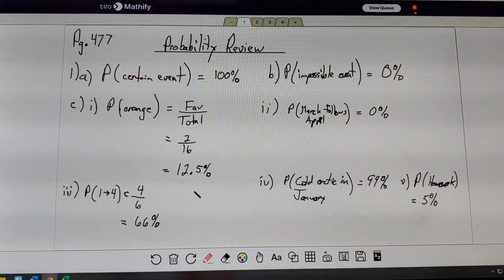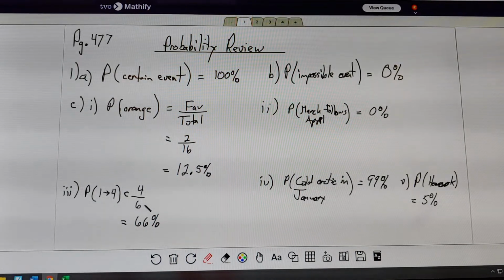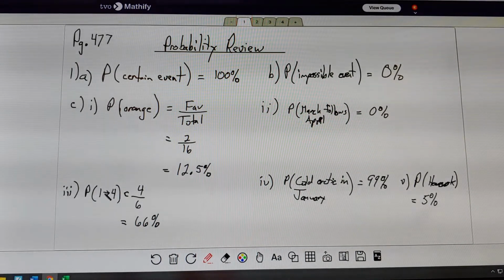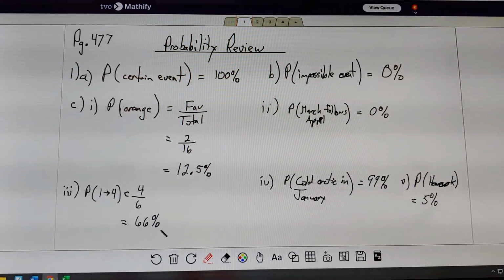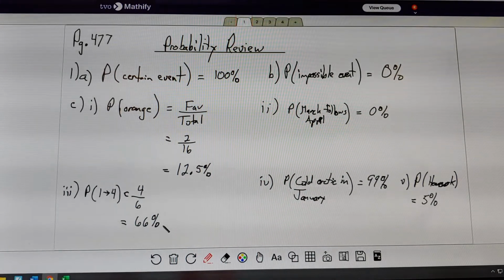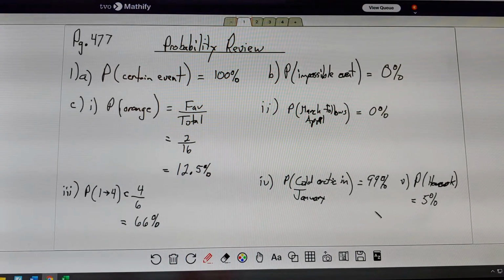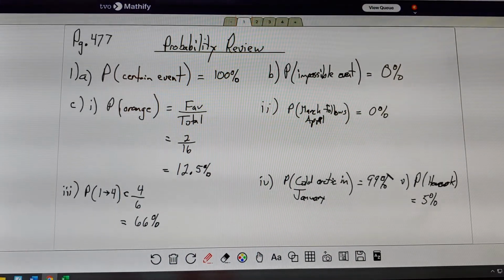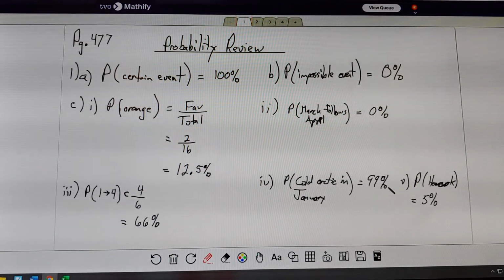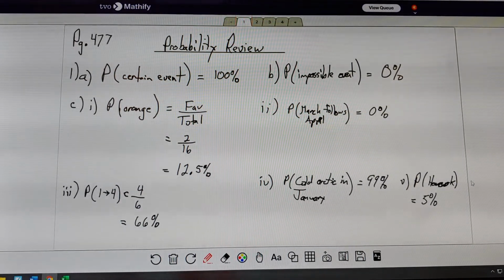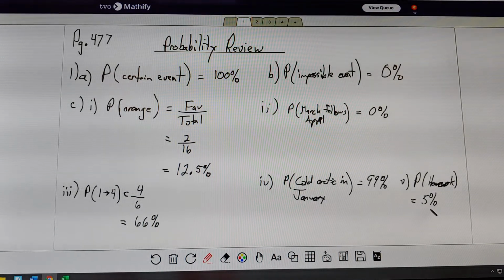3, roll a 1 to a 4 on a dice. So again, favorable over total possible. Our favorable outcomes are 1 to 4, so there's 4 of them, so that would be 66%, 4 divided by 6. Part 4, cold in the Arctic in January. It's very, very likely that it's cold in the Arctic in January, so I put that at 99%. And the last one said, you will have homework tonight. Well, there's no wrong answer for this. It's just whatever you think based on you, but I put it as 5%.